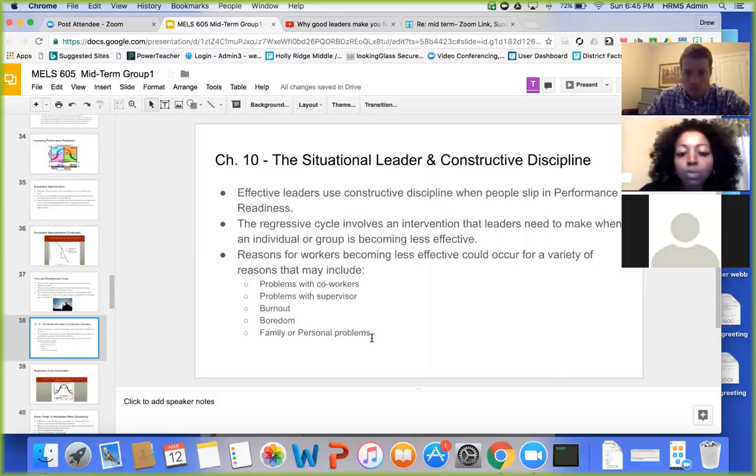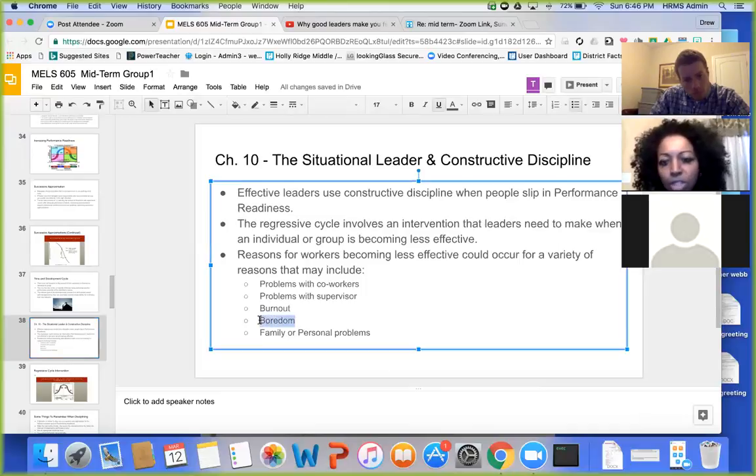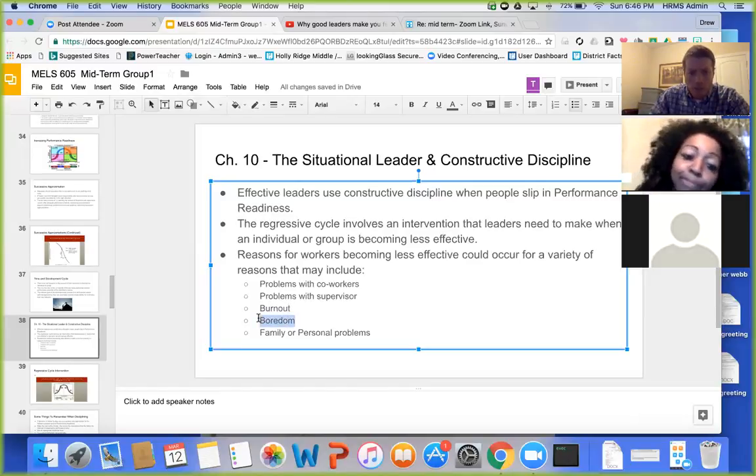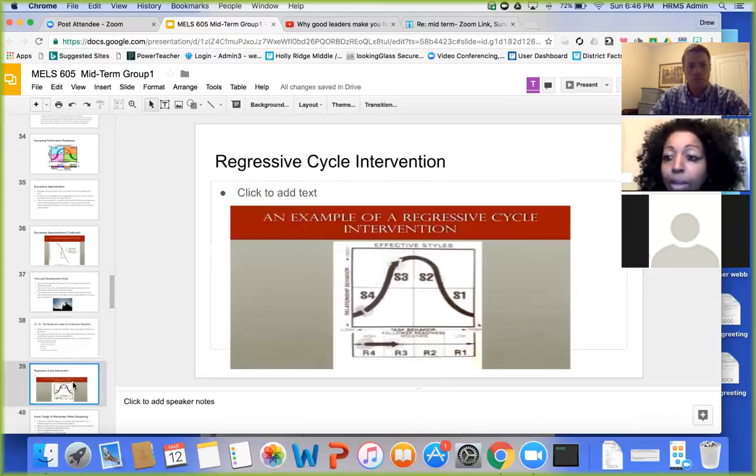Reasons for this slippage could be family problems. We talked about it could be a death in the family. It could be burnout. It could be a problem with a coworker. A person could slip in their performance behavior. Yeah, and you would treat somebody very differently if they were not performing from boredom compared to having a problem with their coworkers. So it's really important to distinguish those, I'm imagining. Yeah, I agree with that. That's a big distinction.